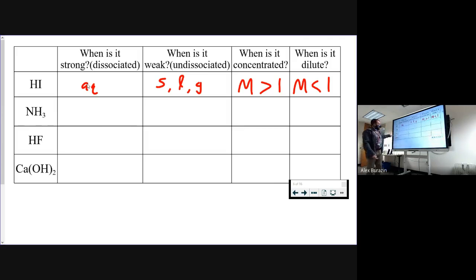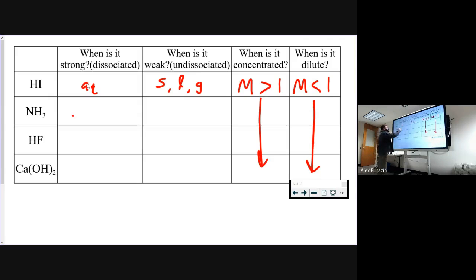So I have 3 more examples in this table. When are any of these concentrated? When their molarities are bigger than 1. When are any of these dilute? When their molarities are less than 1. That's just a generic description of its molarity, right? You can call any solution concentrated or dilute just by looking at the molarity. It doesn't have anything to do with the type of solution. It doesn't matter if it's strong or weak or whatever else. If it's over 1, it's concentrated. If it's less than 1 for a molarity, it's dilute.